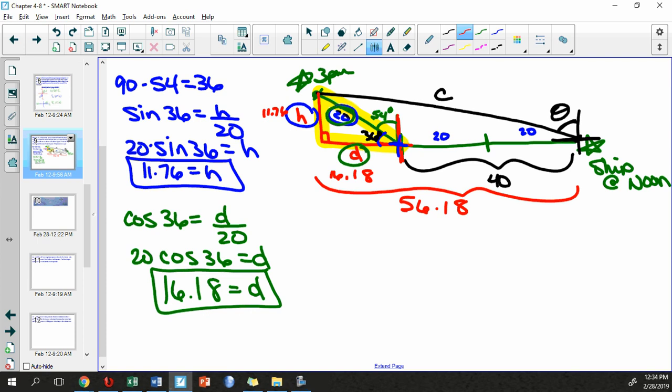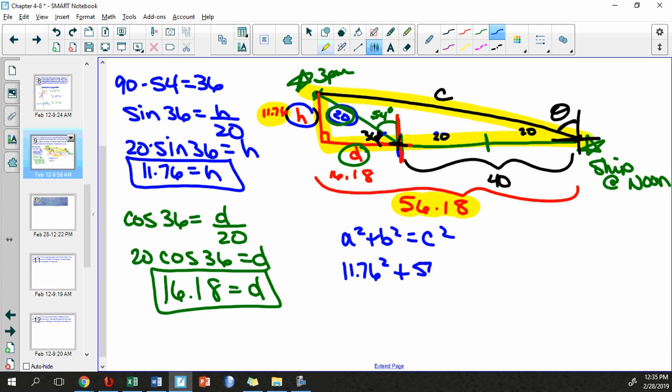Okay, so now if I start focusing on the big triangle, can I find c now? Easy. How do I find c? Here's the one length, here's the other length. How do I find c? Pythagorean theorem sounds great to me. So a squared plus b squared is equal to c squared. So this is going to be 11.76 squared plus 56.18 squared, and I'm going to take the square root of that, and it's going to give me c.